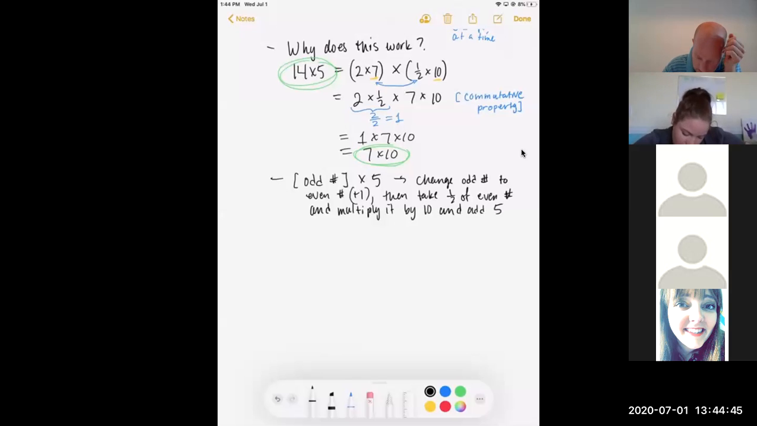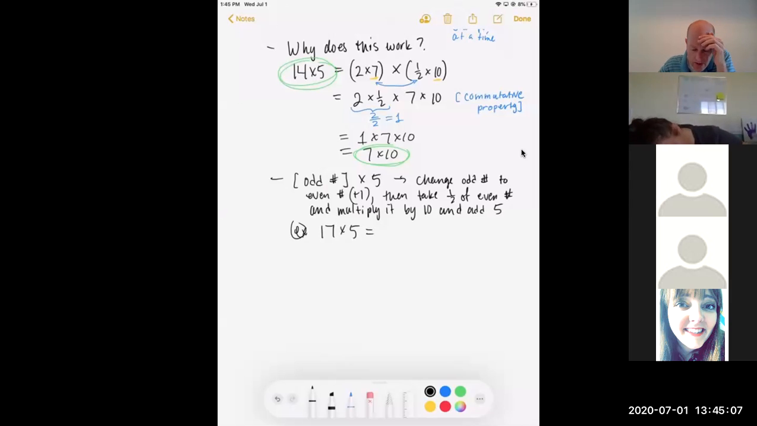Okay. So the summary is you change the odd number to an even number lower, so it's the even number plus 1. And then you take half of that even number, multiply by 10, and then add 5 more to it. Okay, so here's our example. We have 17 times 5.